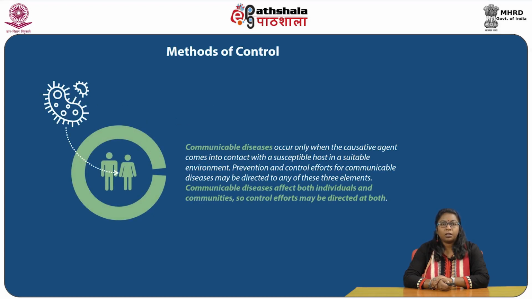Methods of control. Communicable diseases occur only when the causative agent comes in contact with a susceptible host in a suitable environment. Prevention and control efforts for communicable diseases may be directed to any of these three elements. Communicable diseases affect both individuals and communities, so control efforts may be directed at both.